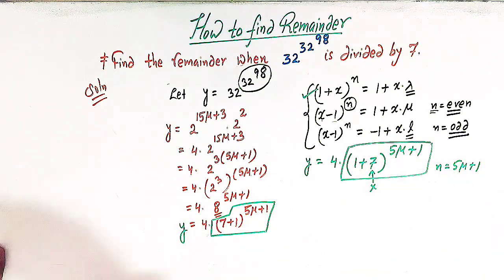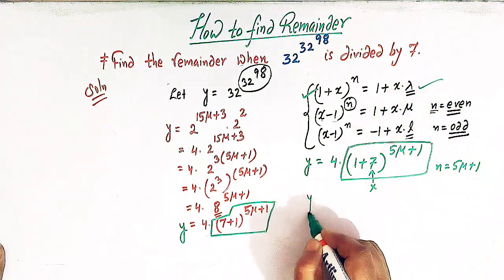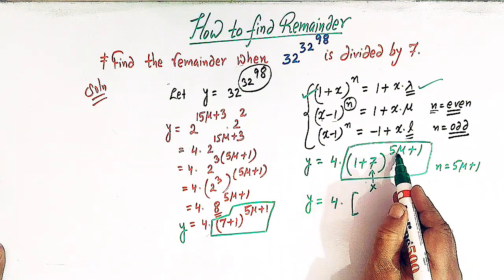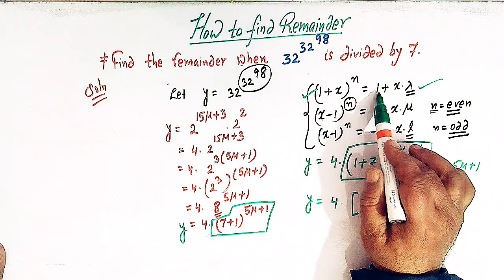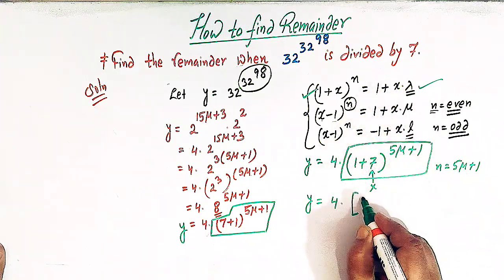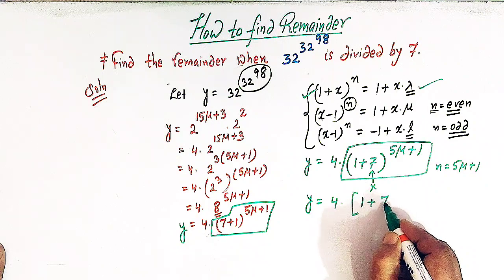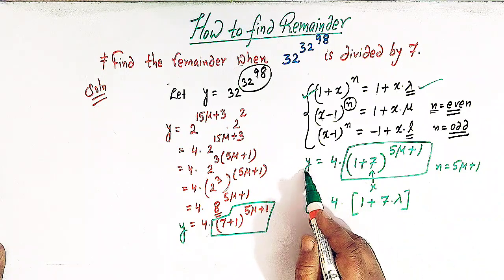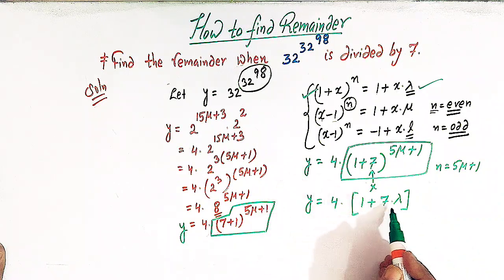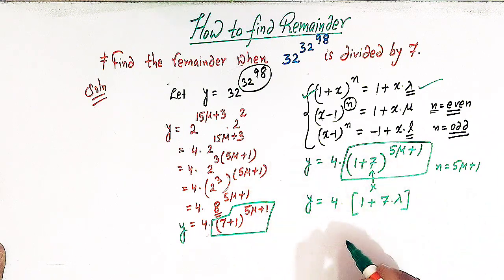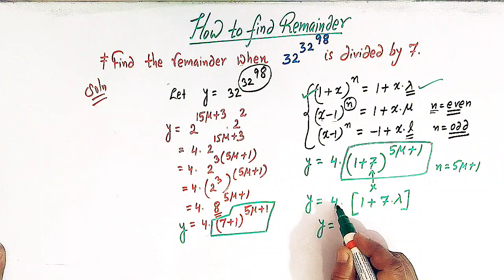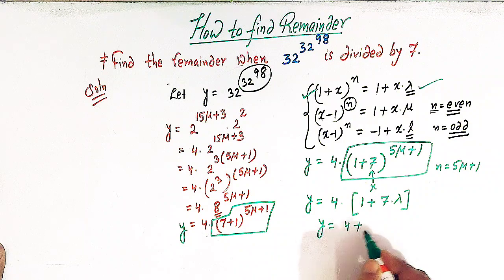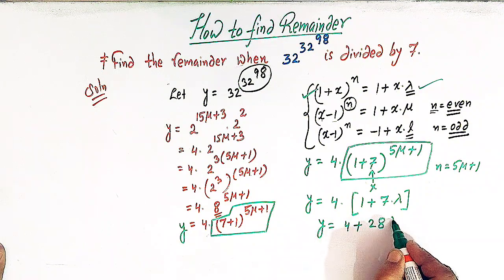So now with the help of this result, we can write y is equal to 4 times here 1 plus 7 raised to 5 mu plus 1 can be written as 1 plus x times lambda. So we have 1 plus x is 7, and we can introduce here lambda, right? So now y can be written as 4 times 1 plus 7 times lambda, where lambda is some positive integer. So we can now multiply these two terms with 4. So we have 4 plus 28 times lambda.